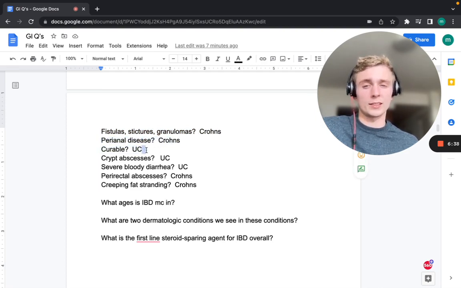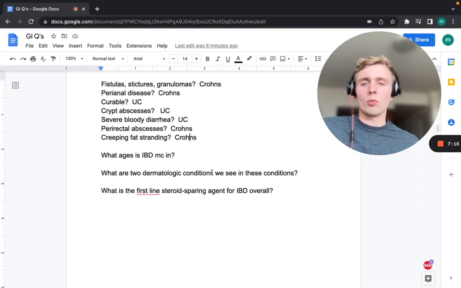Curable, ulcerative colitis. You can do a proctocolectomy, I believe. Crypt abscesses, ulcerative colitis. Severe bloody diarrhea is ulcerative colitis. Perirectal abscesses is Crohn's, so don't get confused. There's a lot of perianal disease and perirectal abscesses in Crohn's, but perirectal abscesses are different from crypt abscesses. If they tell you crypt abscesses, that's going to be ulcerative colitis. And lastly, creeping fat stranding is Crohn's.